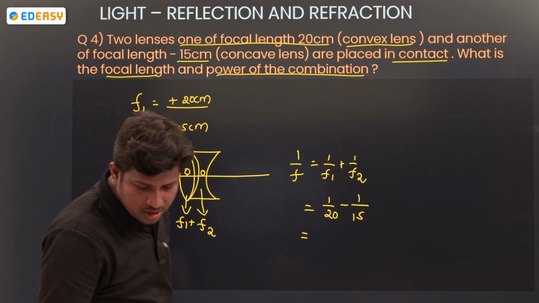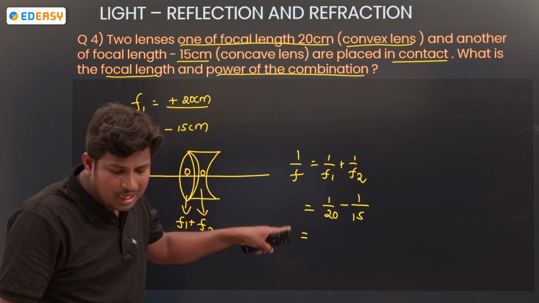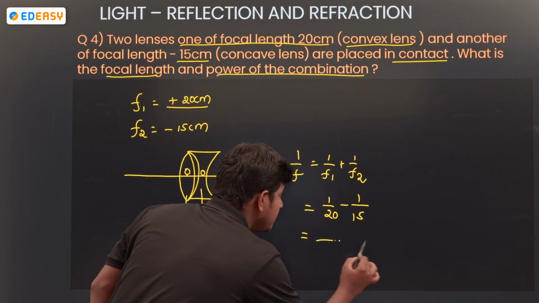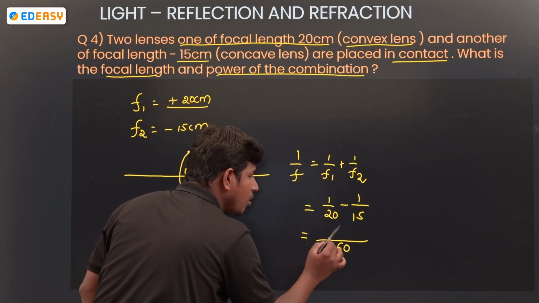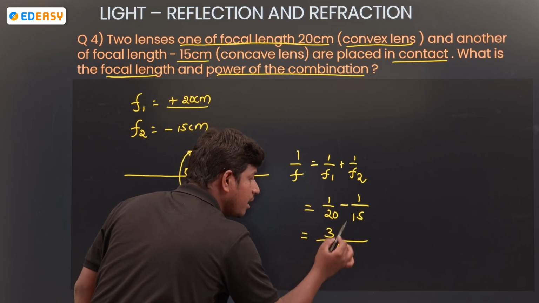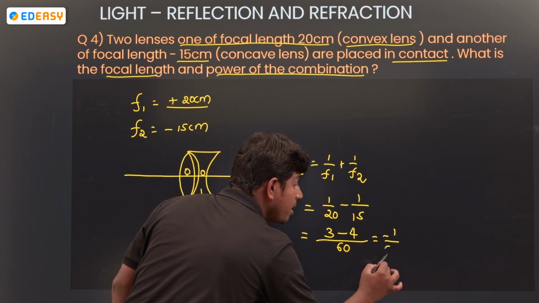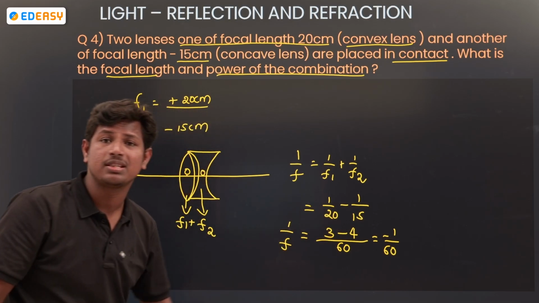Anybody from the comment section? What is the LCM of 20 and 15? It is 60. Here 3 times and here 4 times, so 3 minus 4, minus 1 by 60. So 1 by f is equal to minus 1 by 60.